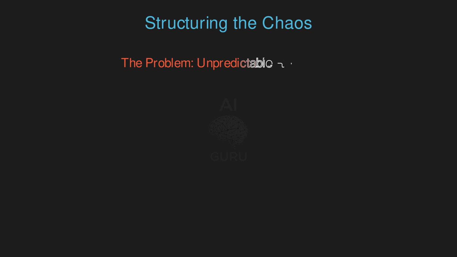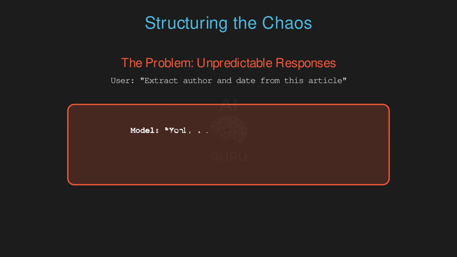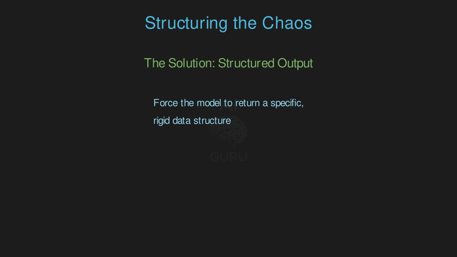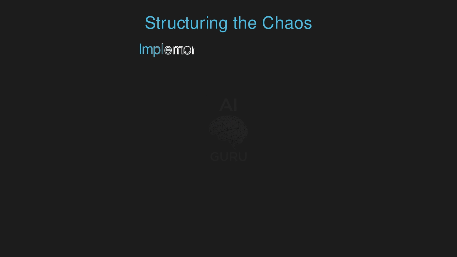Which brings us to phase 4, structuring the chaos. Yes, this is a pain point for every single developer. You ask the model, extract the author and date from this article. And it comes back with, yeah, sure, I'd be happy to help. The author is Jane Doe and the date is... Right, and now you have to write some brittle regex script to find the name and pray the model never changes its intro phrase. If it says certainly next week, your code breaks. It's the worst. So structured output is the solution. This method basically forces the model to skip the pleasantries and just return a specific rigid data structure.